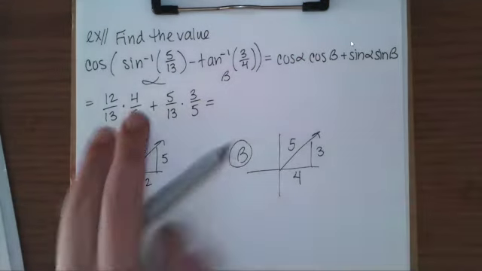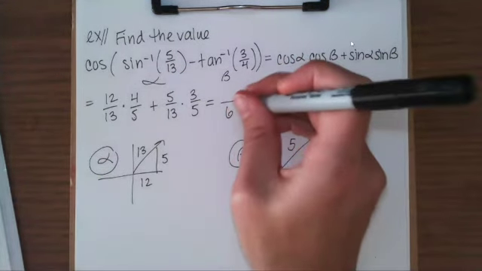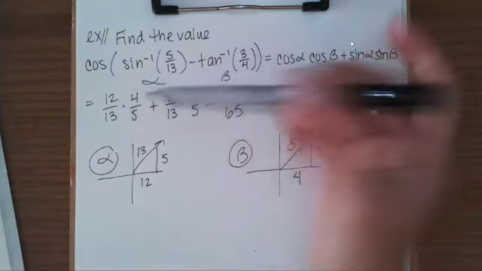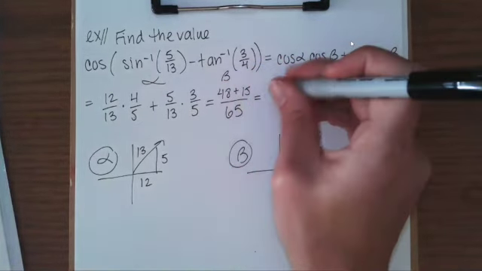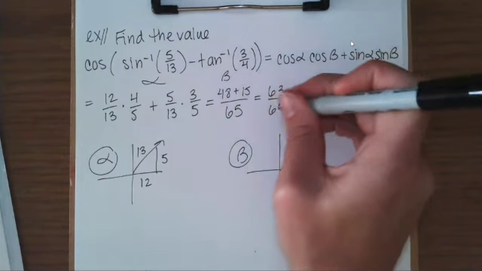Okay, so 13 times 5 is 65. In the numerator, I have 12 times 4, that's 48. Plus 5 times 3 is 15. That gives me a total of 63 over 65.